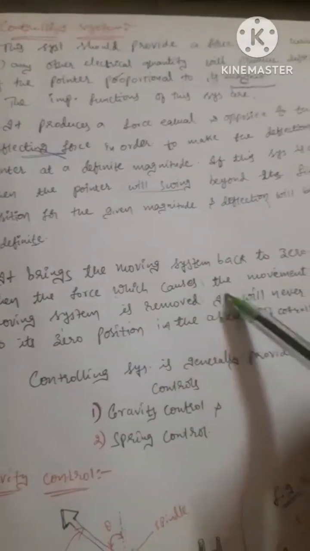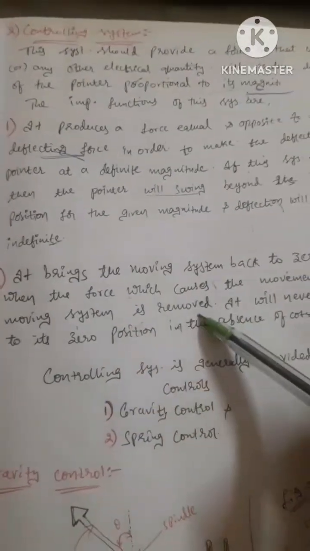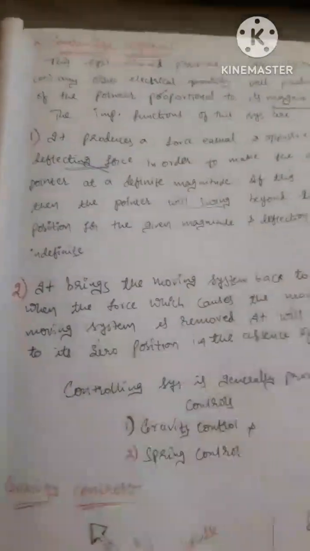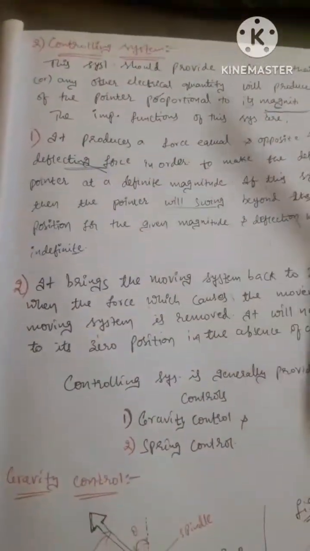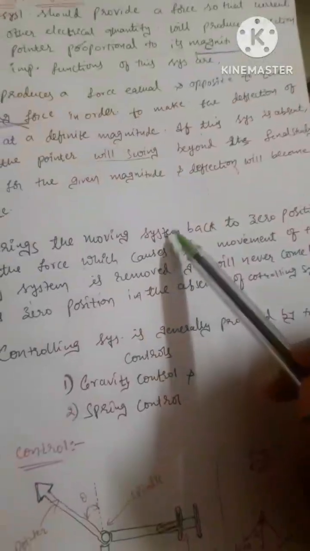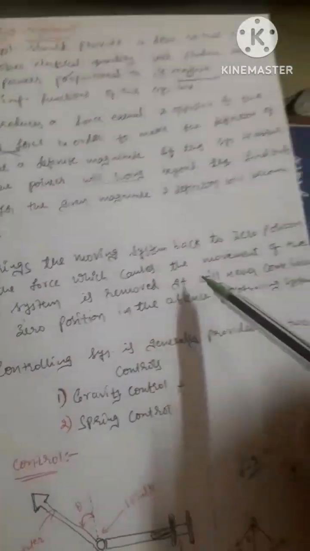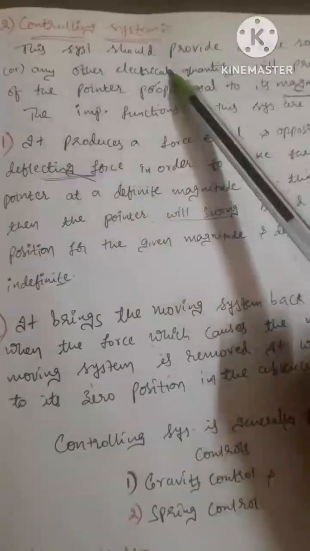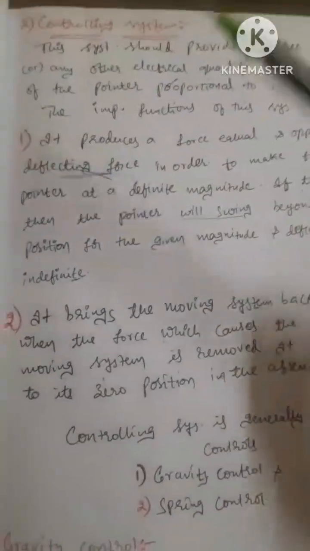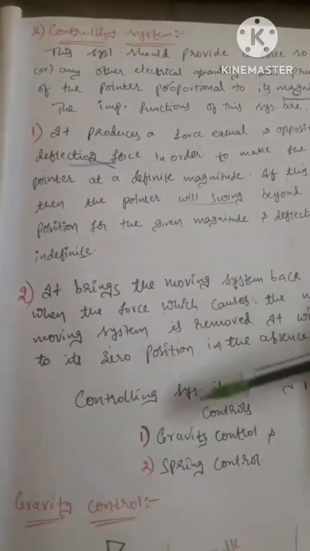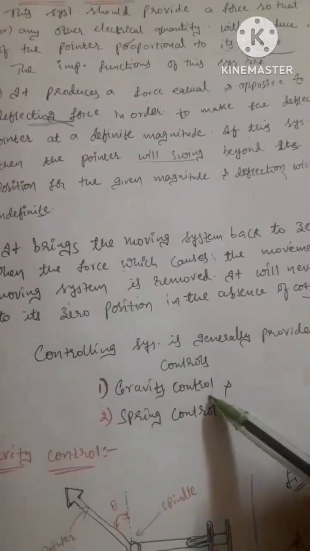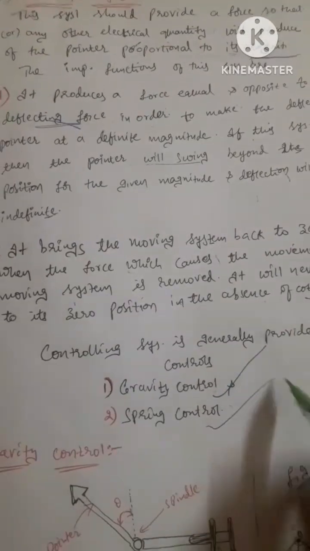When the force which causes the movement of the moving system is removed, it will never come back to the zero position in the absence of the controlling system. So for every instrument the controlling system is important. For this controlling system we generally have two controls. The first one is gravity control and the next one is spring control.